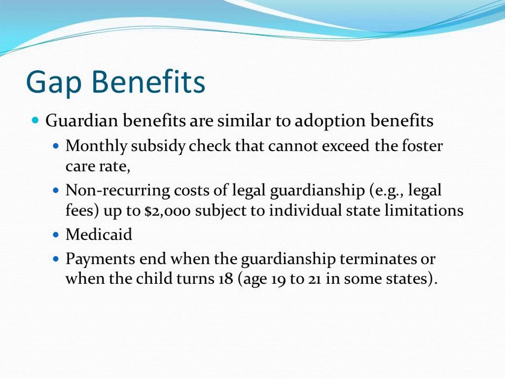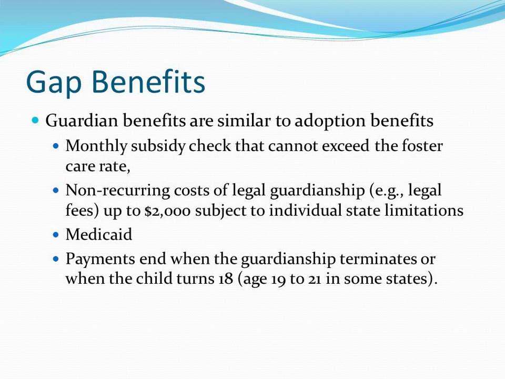You're eligible for non-reoccurring costs of basically your legal costs related to the guardianship, up to a $2,000 total, and each state chooses what they want between 0 and 2,000. And if I remember correctly, the lowest state is California, which limits non-reoccurring cost reimbursement to $400.